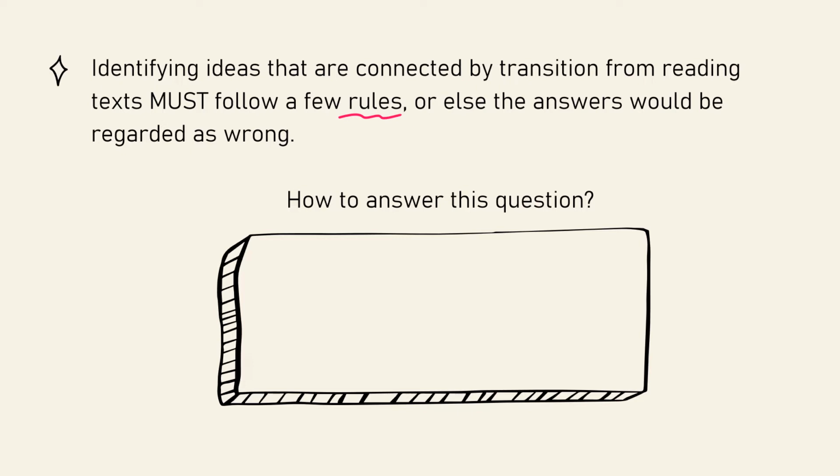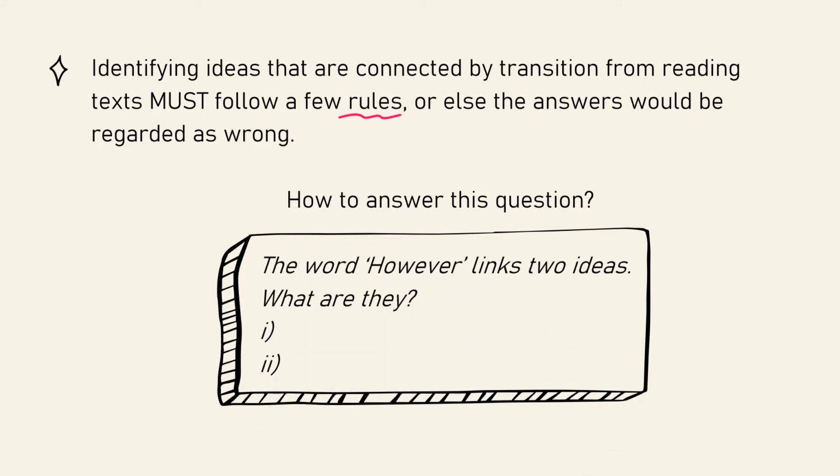All right, in order to identify the ideas that are connected by transition when you read a text, you must follow a few rules in order to get the right answer. You have to follow these rules, or else your answer will be regarded as wrong. Here is an example of a question that you need to answer that is related to using transition to connect ideas in a reading text. For example, the word however links two ideas. What are they?